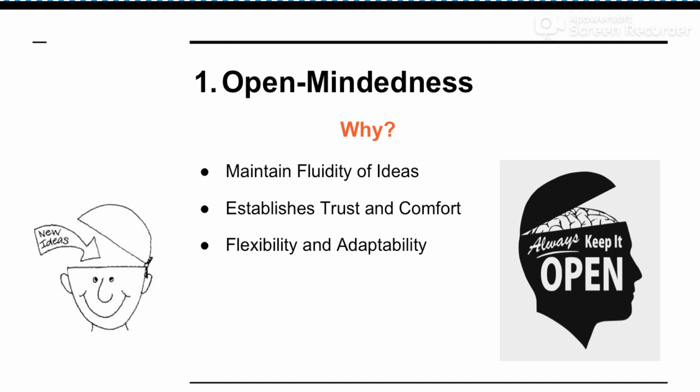Another important influence that it has on the group is that it establishes trust and comfort. Not everybody in the group will know each other right away, and some people are reluctant to share the ideas that they have because they're shy. So, open-mindedness establishes the comfort level and trust necessary to elicit the proper responses from everybody in the group. What that means is that people are more comfortable talking to people who are open-minded and listening to what their ideas are. Also, it allows you to be flexible and adaptable to any situation.